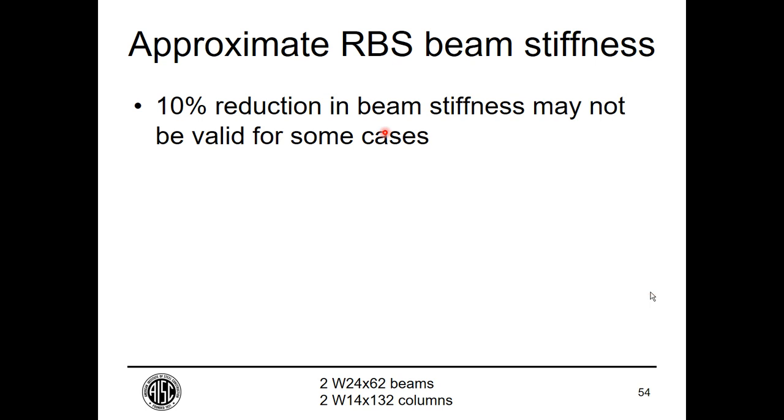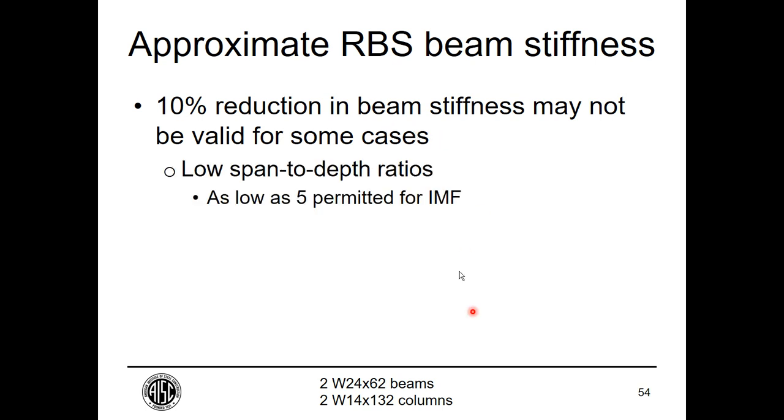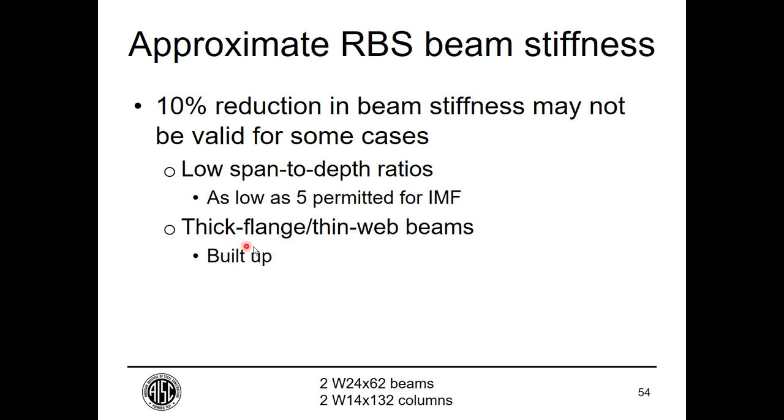The stiffness, as I said, that 10% reduction can be pretty rough. It may not be enough in some cases if you have a really low span to depth ratio, perhaps for an intermediate moment frame where you can go down to 5. If you have really thick flanges and thin webs, which are really only possible for built-up sections, then this 10% reduction may not be very valid.